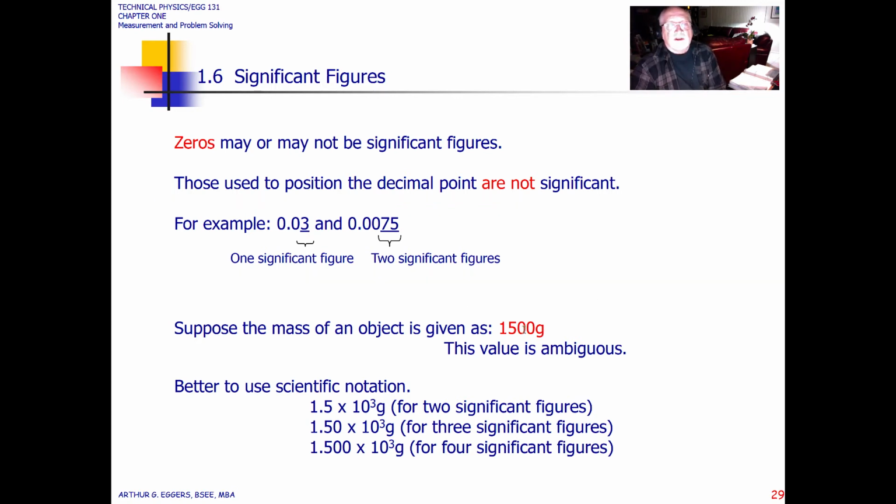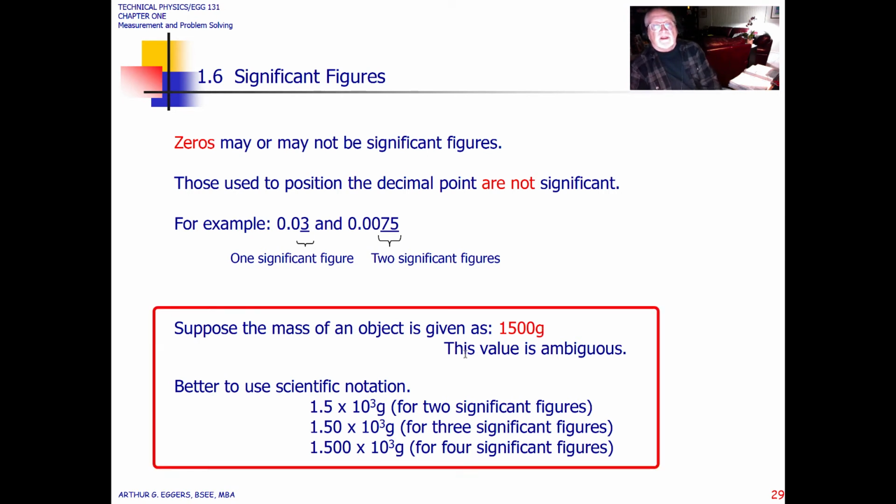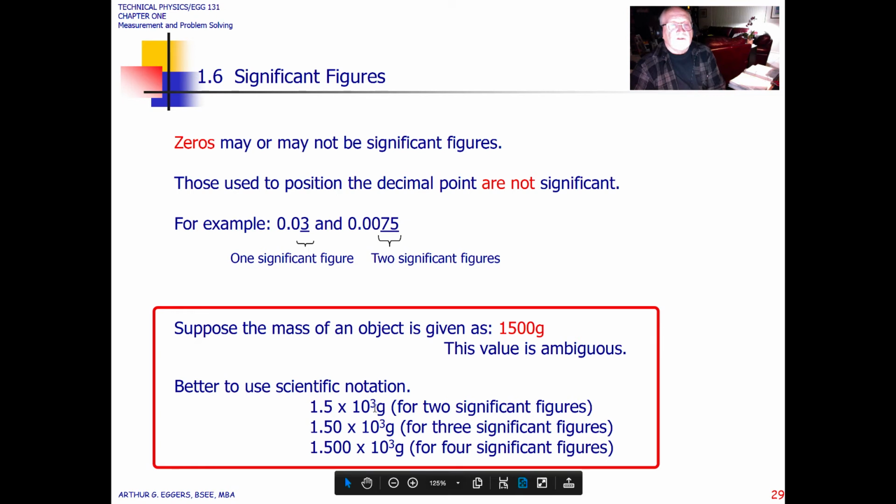Suppose the mass of an object is given as 1,500 grams. This value is ambiguous, so it's better to use scientific notation to get a more accurate answer. So if we move the decimal place 3 to the left, 1.5 times 10 to the third grams, we end up with just two significant figures. If we add a 0 after the 5, keeping the same 10 to the third, we now have 3 significant figures. If we put 2 zeros back in there times 10 to the third, we have 4 significant figures.